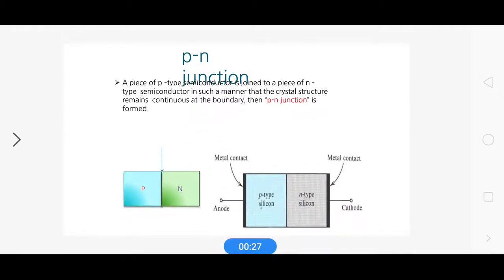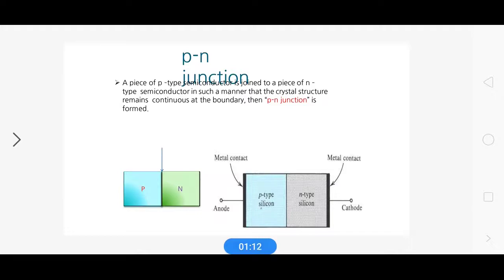First of all, the formation of the depletion layer in PN junction. So how is the PN junction formed? A piece of p-type semiconductor is joined to a piece of n-type semiconductor in such a manner that the crystal structure remains continuous at the boundary. Then the PN junction is formed.